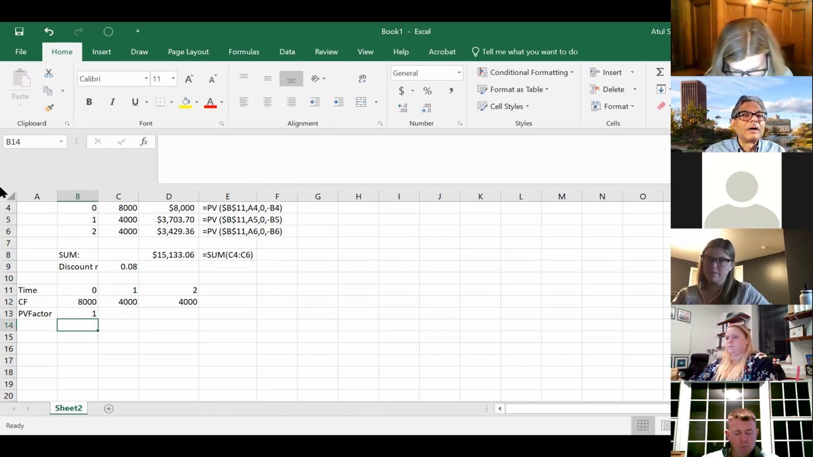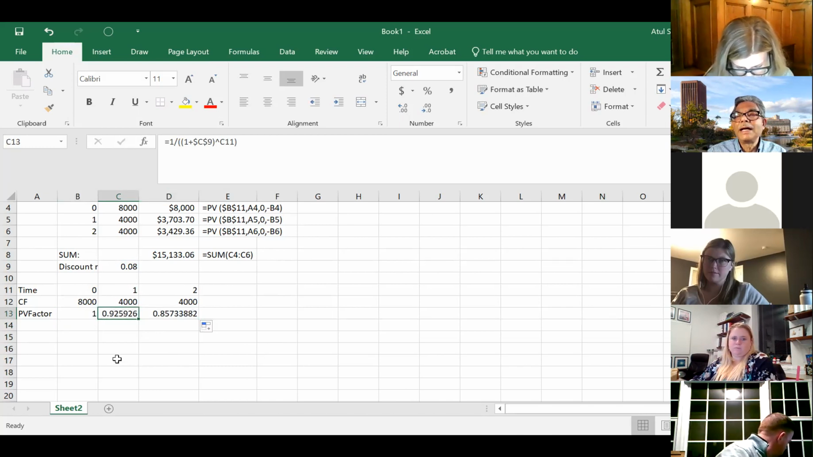Now, if I copy this across with the same formula, because time period 1, time period 2, notice my present value factors, I don't even need to look at a table, I generate it right here for you. It simply means that if I receive $1 at the end of 1 year and the interest rate is 8%, then it is worth 92 cents just now, present value. At the end of 2 years, if I get that $1, it is worth 85 cents just now.